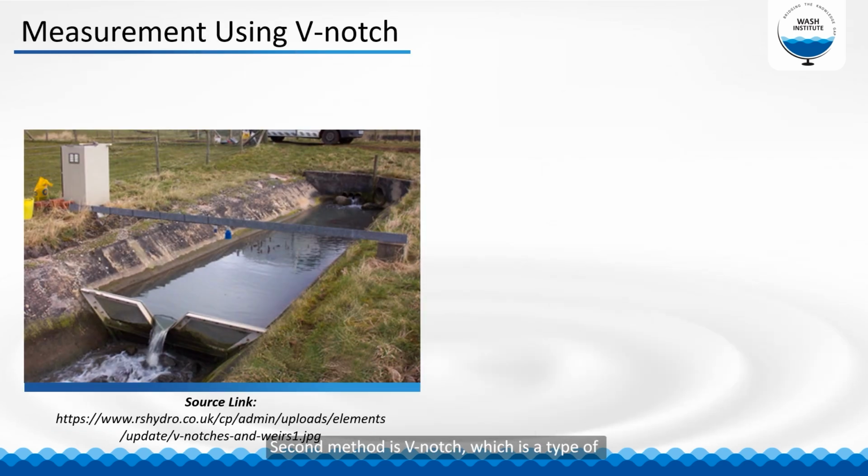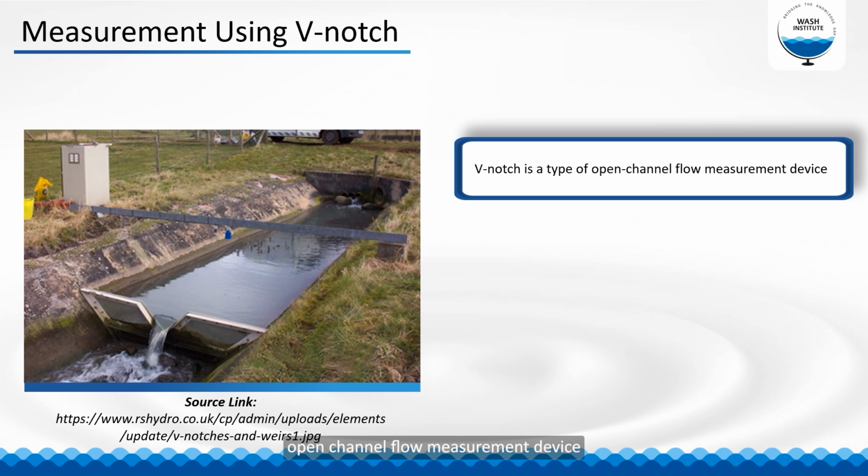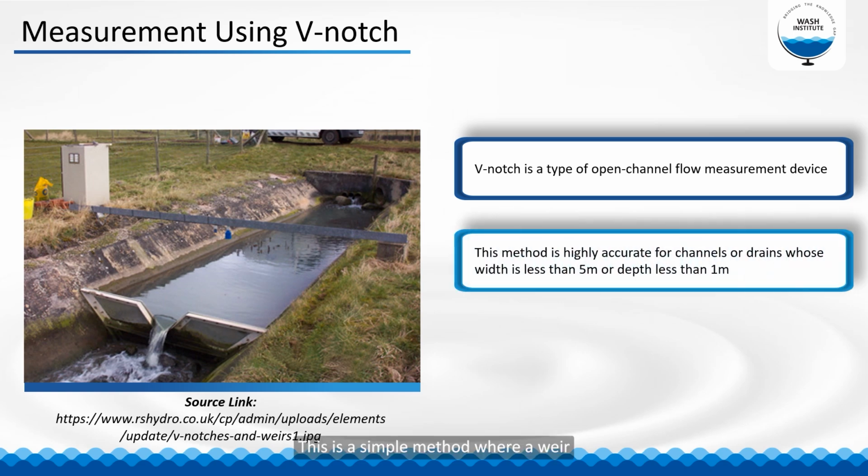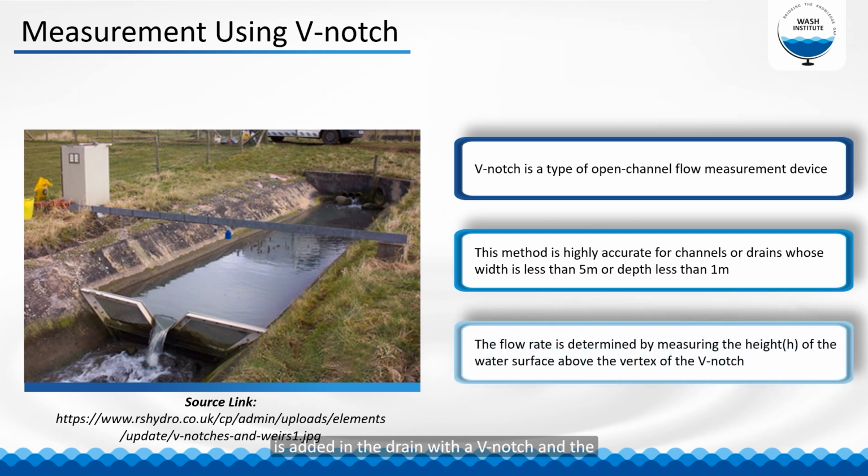The second method is V-notch, which is a type of open channel flow measurement device commonly used to measure flow rate in rivers, streams and drainage systems. This is a simple method where a weir with a V-notch is added in the drain, and the flow rate is determined by measuring the height of the water surface above the vertex of the V-notch.